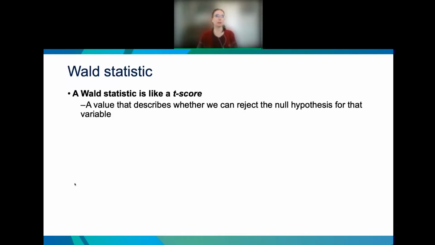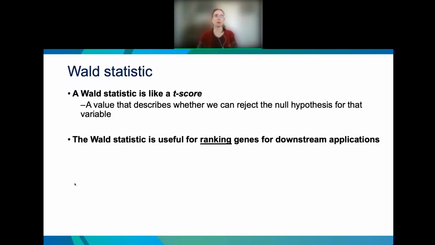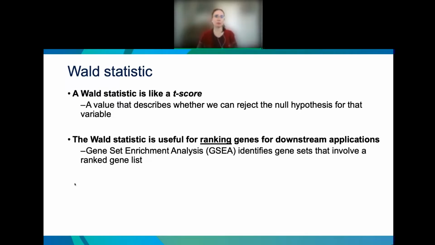So that Wald statistic is similar to a t-score. It's a value that describes whether we should reject the null hypothesis for that variable, accompanied with a p-value. And this Wald statistic is useful for ranking genes for downstream applications. So we have the p-value, but we also have the Wald statistic, which is a description of the difference between the two groups. And for example, just as a note, gene set enrichment analysis, also abbreviated GSEA, is one downstream application, and it identifies gene sets that involve a ranked gene list.